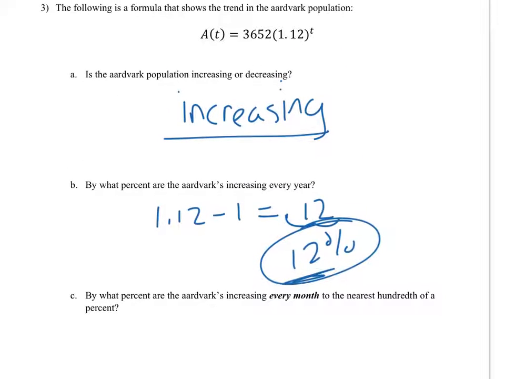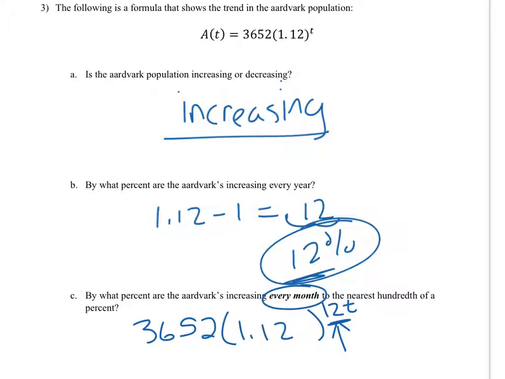So what I need to do is look at the formula. I need to make it so that this formula has a 12 here. This 12 here is going to be the percent rate of change. It's going to help me find the percent rate of change for every month. So every month, that's going to be a 12 there. Well, I can't just put a 12 there. That's just not allowed. I got to do something.